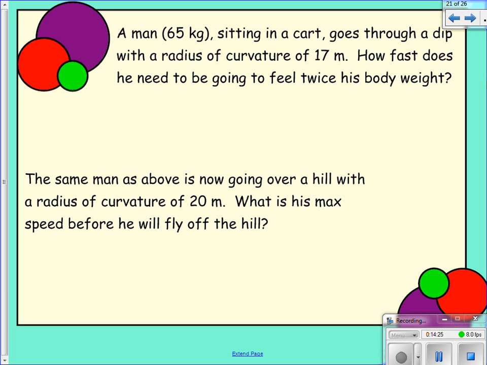All right, what I would like you to do right now is pause the video. I just want to see if you could use our previous example with the roller coaster. I want you to see if you could solve these two problems, and then go ahead and click play to reveal the answers.